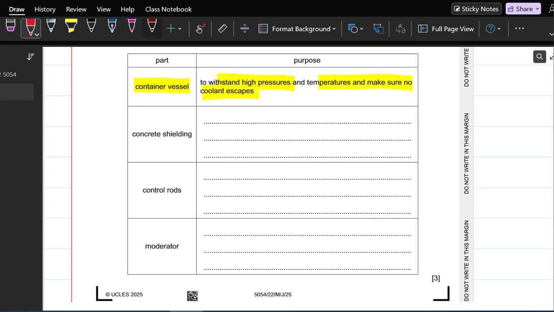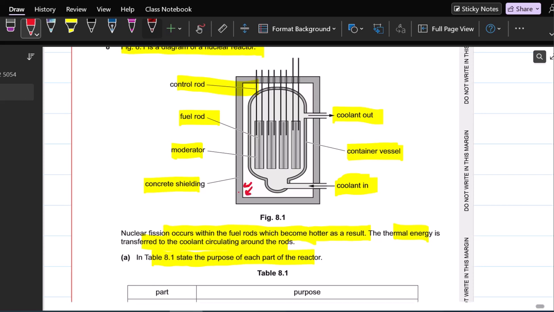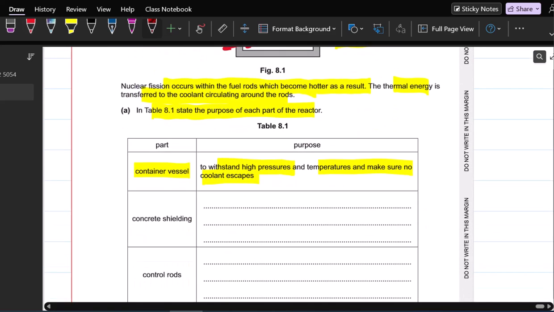So what is the purpose of concrete shielding? So you know concrete shielding is for safety precautions for the workers, and it also prevents radiation from penetrating. So we will be writing here, it is a safety for workers.